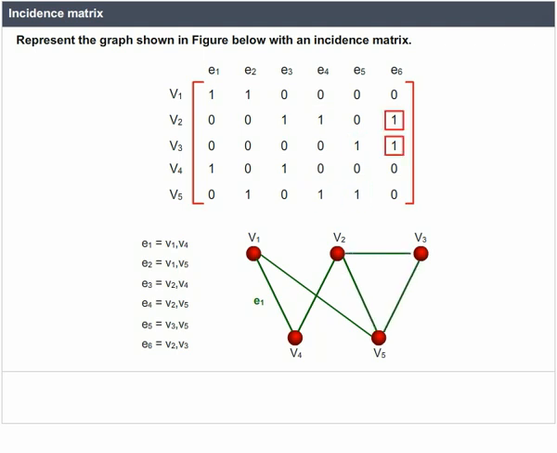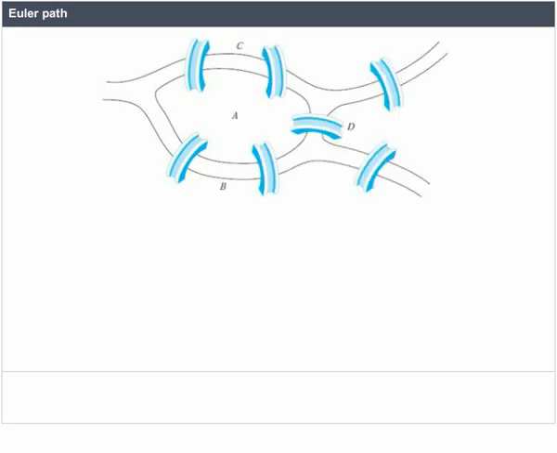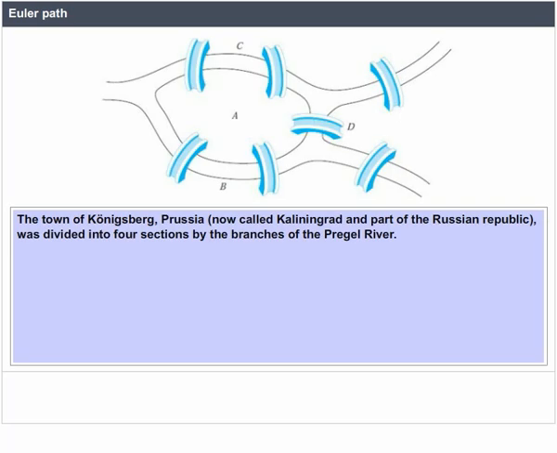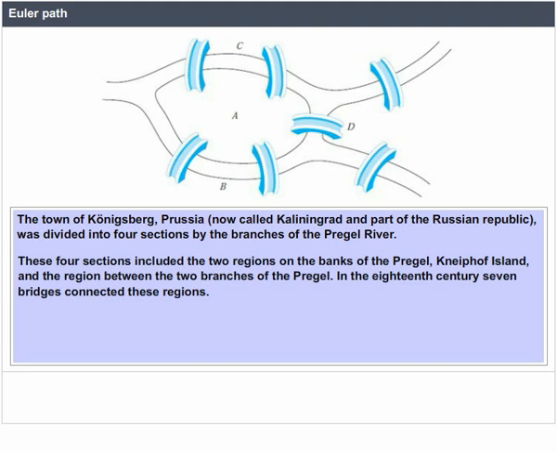Euler path. The town of Königsberg, Prussia, now called Kaliningrad and part of the Russian Republic, was divided into 4 sections by the branches of the Pregel River. These 4 sections included the 2 regions on the banks of the Pregel, Kneiphof Island, and the region between the 2 branches of the Pregel. In the 18th century, 7 bridges connected these regions.